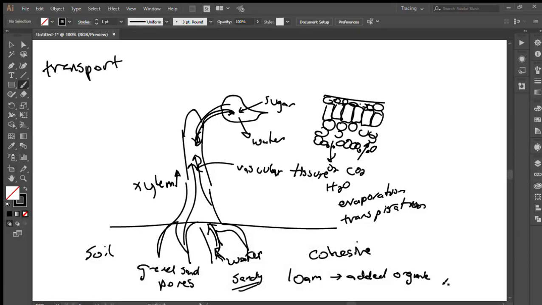Hey, this is kind of like when I write on the whiteboard. That organic material has some of the things the plants need, especially things like nitrogen from breaking down, things like that. But yeah, it works on cohesion. Kind of an interesting picture.